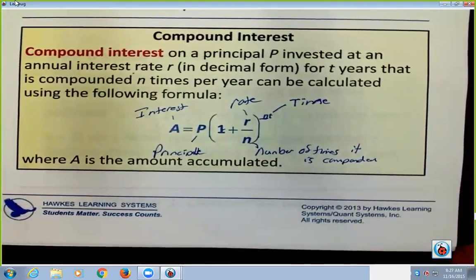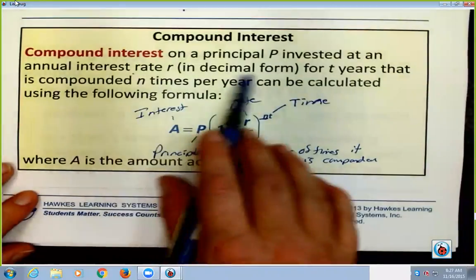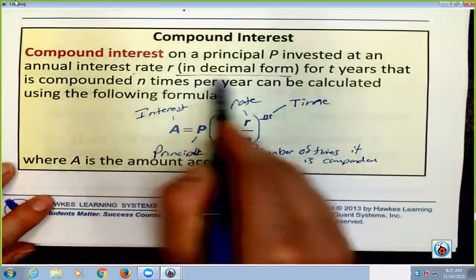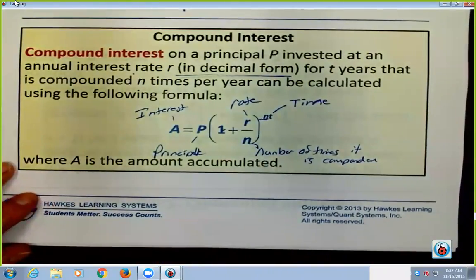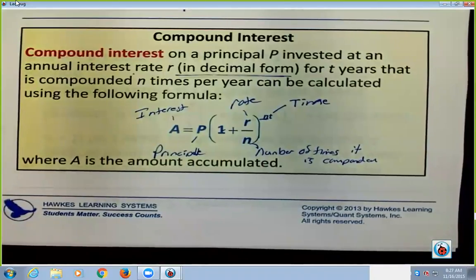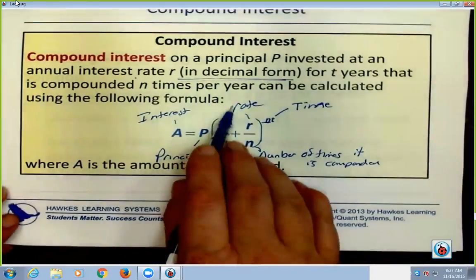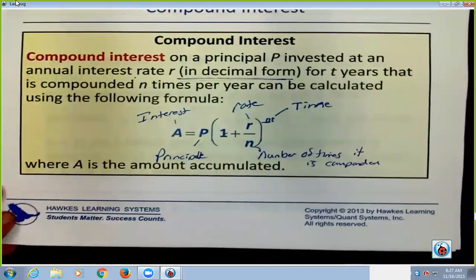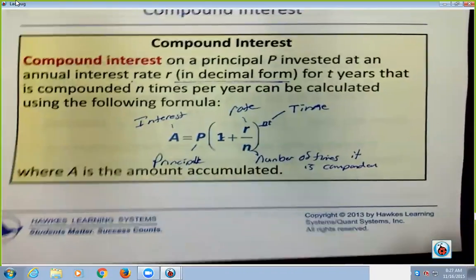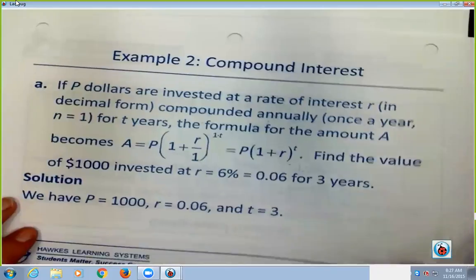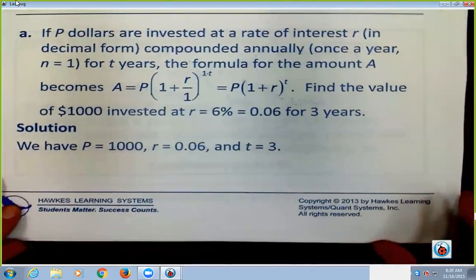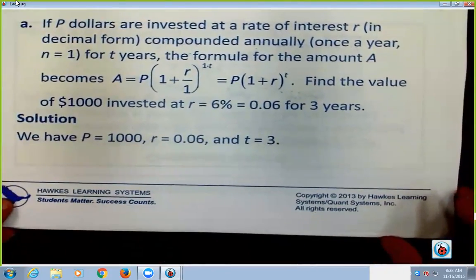All right, with those. So again, your rate is in decimal form, so you need to turn it back to a decimal. So it's a percent, move the decimal point 2 places to the left, and you'll have your decimal representation for your rate. Okay, so let's see what we can do with that formula and see what ends up happening to it.